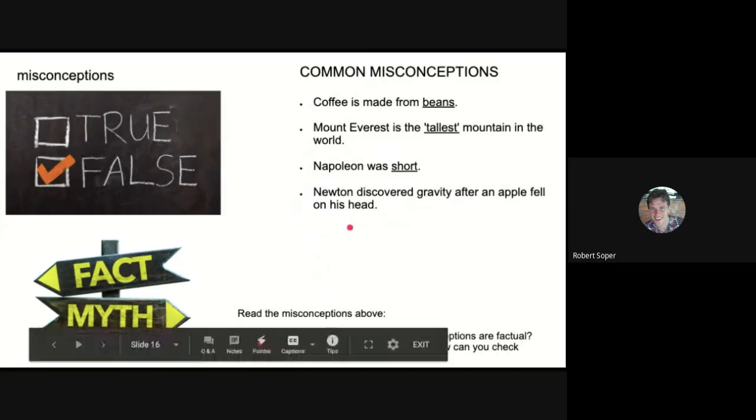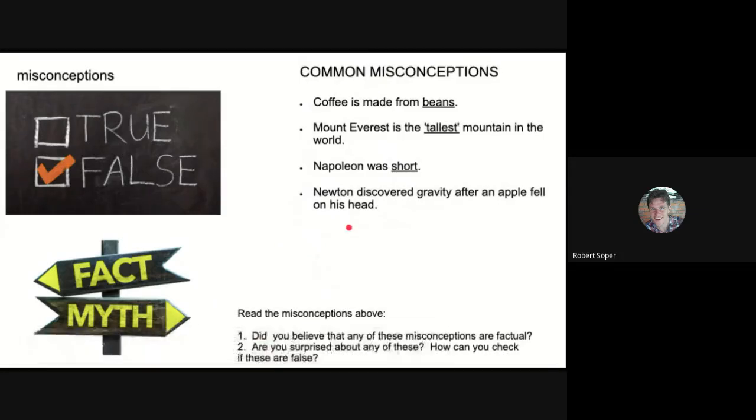So, these are all misconceptions above. Now that we've talked about them, did you believe that any of these misconceptions were factual? You probably did. And that's because a misconception is always going to be a widely held belief or an idea, or something that people believe is true, but in fact is wrong or untrue. So don't be surprised if you believed that these were all facts. And were you surprised to find out they were misconceptions?